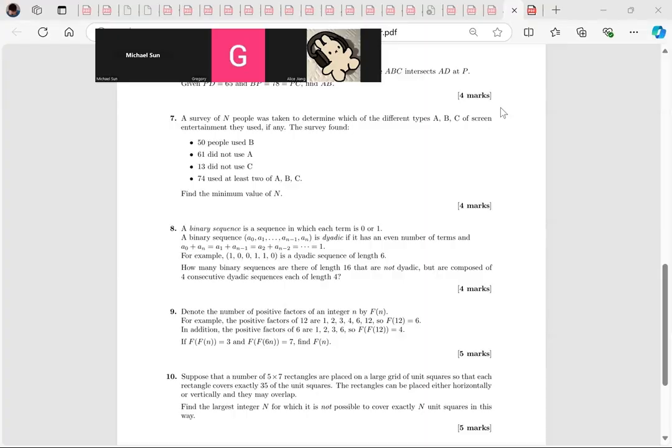Liam's going to explain question 10, the question, and then sort of how he did it, and also the investigation.